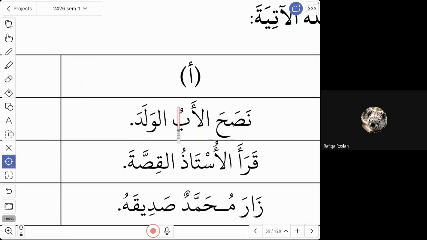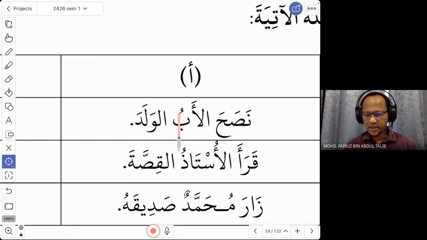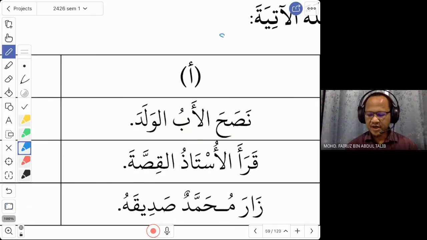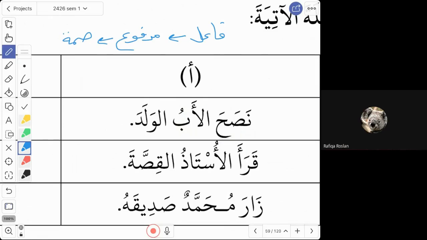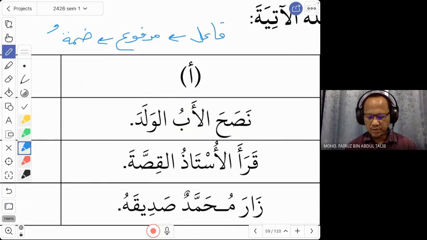Here, al-abu. You look at the dhamma here. This is the indicator that this is the doer, the fa'il, because fa'il is always marfu. Remember, fa'il is always marfu. When a word is in the state of marfu, you will have several endings, and one of them is dhamma. So the dhamma is an indicator that the word is a fa'il, the person who advised.